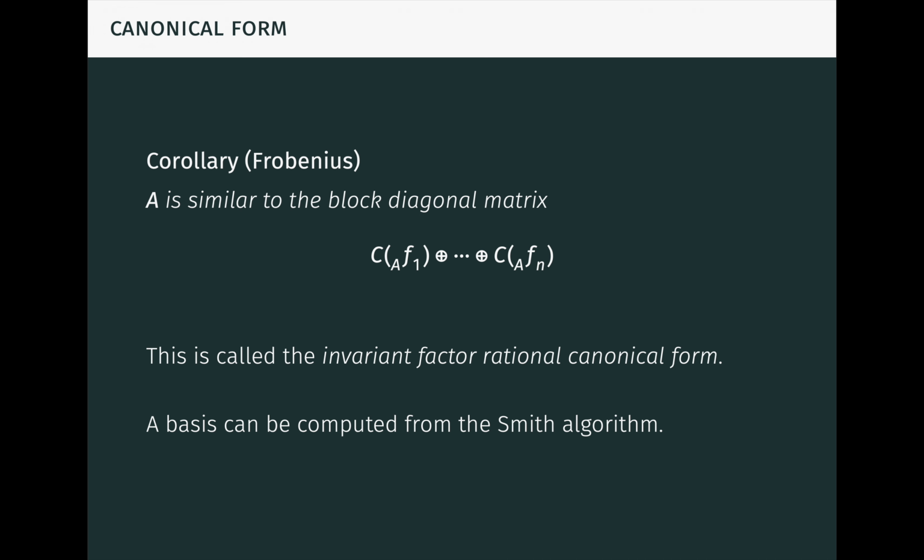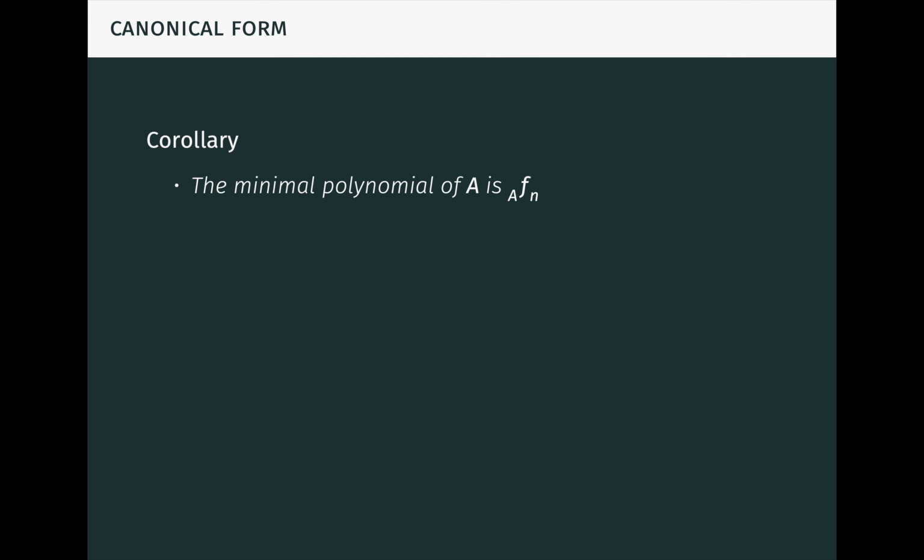We can also read many structural properties off of the normal form. For example, since the minimal polynomial of a direct sum is the least common multiple of the minimal polynomials of the summands, it follows that the minimal polynomial of A is the invariant factor of highest degree. And since the characteristic polynomial of a direct sum is the product of the characteristic polynomials of the summands, it follows that the characteristic polynomial of A is the product of the invariant factors.